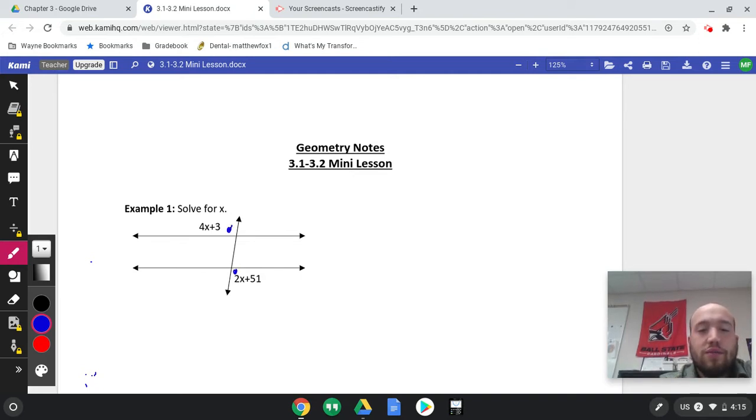They are on the outside, so that's exterior, and one's on each side of the transversal, so that's alternate exterior. And hopefully by now you know that alternate exterior angles are congruent. So we know they're the same, or they're equal. So 4x plus 3 will equal 2x plus 51.